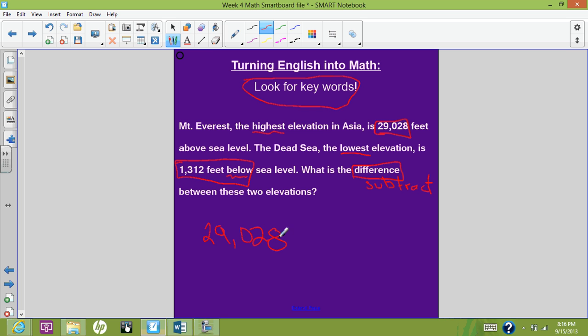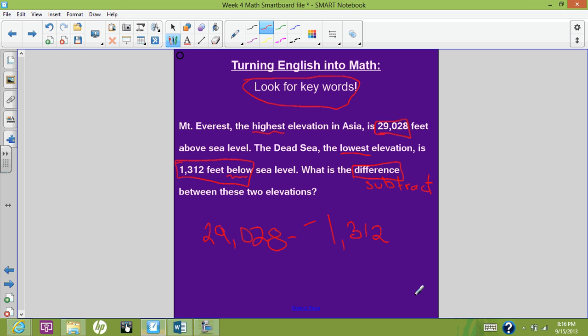29,028. And I see difference. Difference is a huge keyword here. That's going to mean subtraction. And then I have this 1,312 feet below sea level. That's going to be negative 1,312 feet. Notice I have a number minus negative.